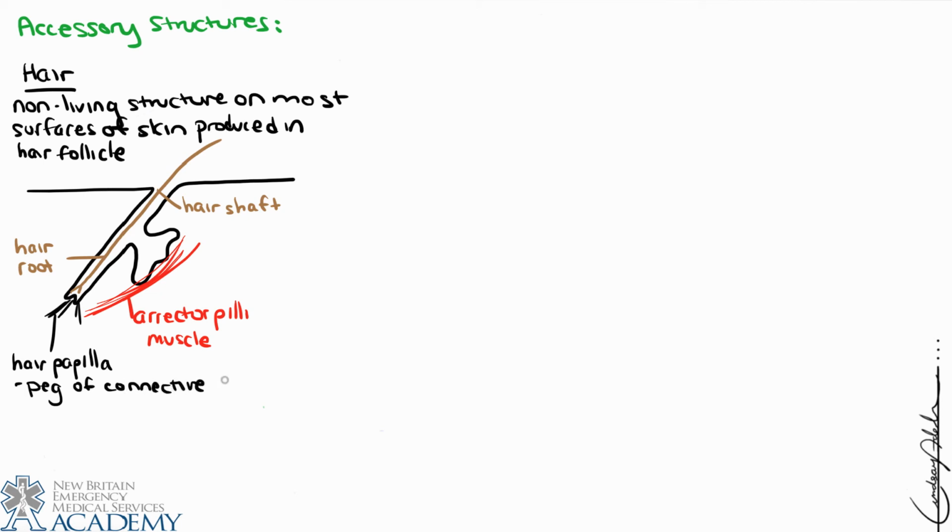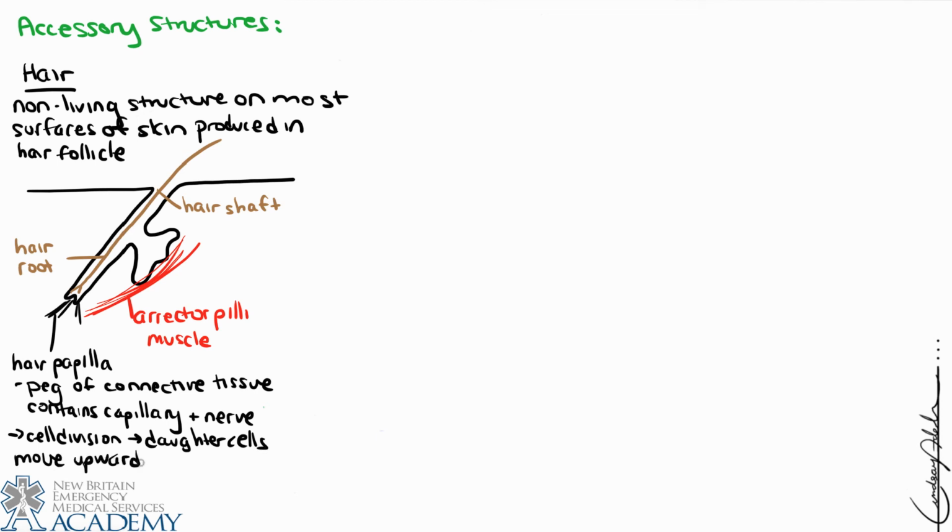contains capillary and nerve. So cell division occurs at the hair papilla, and the process is very similar to that of the stem cells in the epidermis. So we have formation of the daughter cells. Daughter cells are going to push towards the surface and they're going to undergo keratinization. So they basically become filled with keratin, which makes them waterproof, and then they also are going to die. So the hair root is pre-keratinization and the hair shaft is post-keratinization.